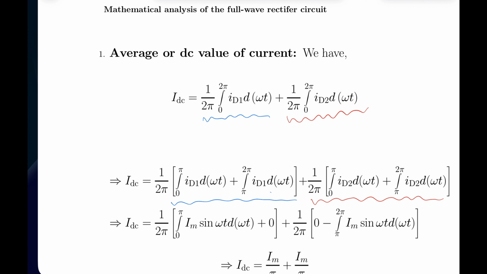Similarly, diode D2 conducts only for the period when omega t lies between pi and 2 pi. So we divide this integral into two parts, from 0 to pi and then pi to 2 pi. So this becomes this one and this becomes this one. So the first part gives you 1/2 pi integral from 0 to pi ID1 d omega t plus pi to 2 pi integral का लिमिट है ID1 d omega t.